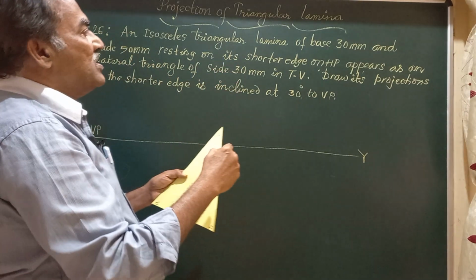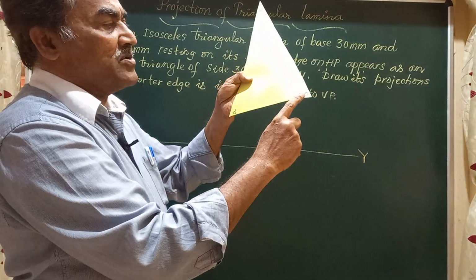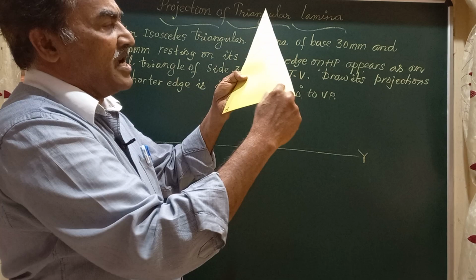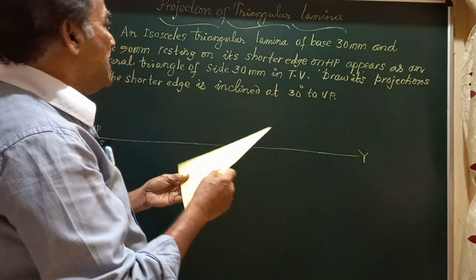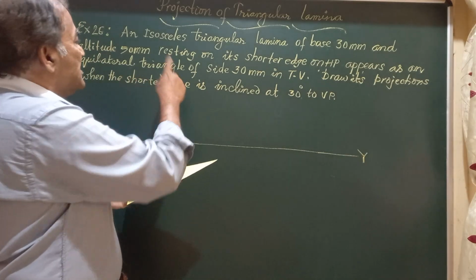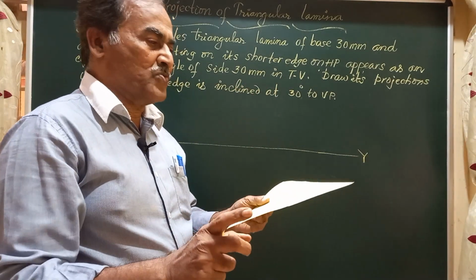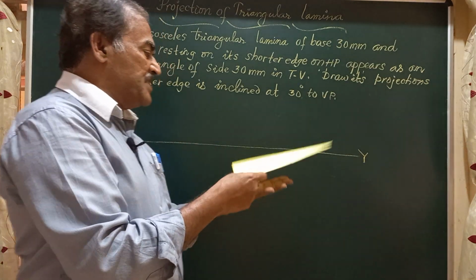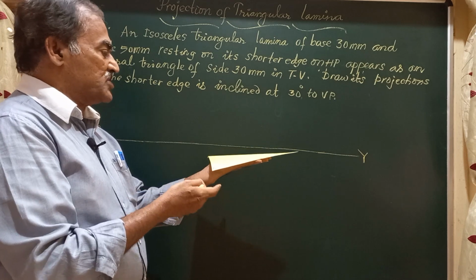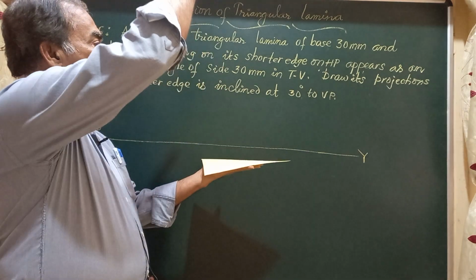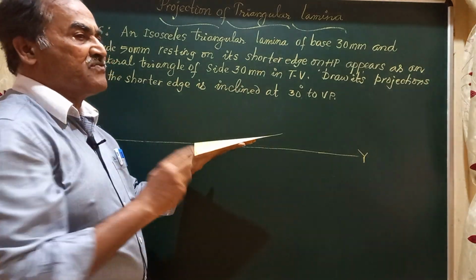Resting on one of its shorter edges on HP, it has the shorter edge AB, and AC and BC are the longer edges of this triangular lamina. It appears as an equilateral triangle of side 30 millimeter in the top view. That is to say, when the lamina is resting on HP or on ground to say, this is seen in its true form in the top view and as a line in the front view.